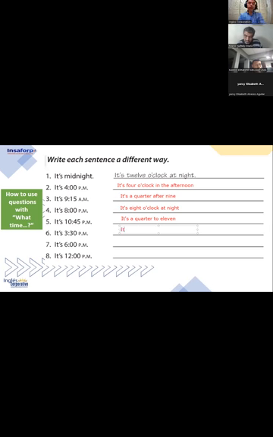It's 3:30. In the afternoon. Correct. Also, you can say it's 3:30. It's another possibility. Half past three. It's another possibility. La mitad pasada de las tres, right? 3:30. Okay, good. Next one.